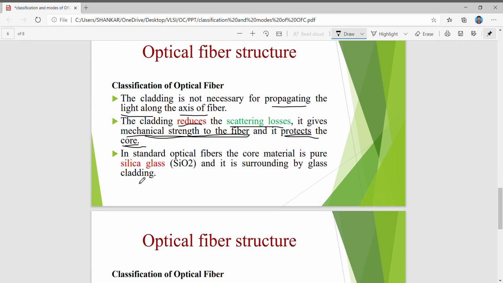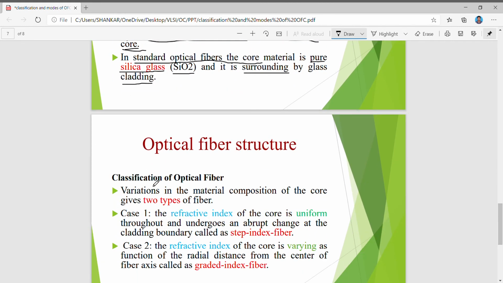Material in standard optical fiber. So generally we are using optical fibers which have some core material and cladding material. The core is always made up of pure silica glass. That is the standard. In standard optical fibers, the core material is pure silica glass, that is SiO2, silicon dioxide, and this core is surrounded by the glass cladding, in order to protect the core and to reduce the scattering losses.